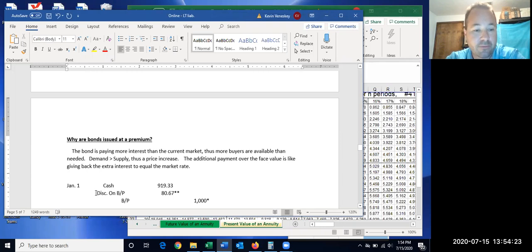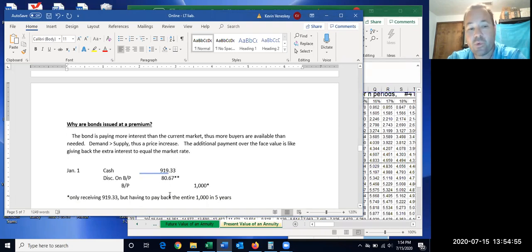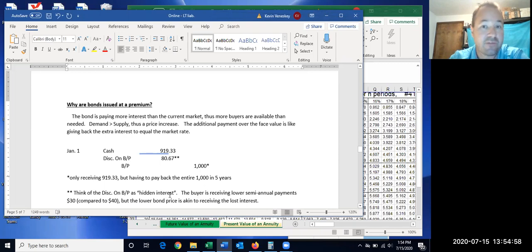Let's look at the journal entry here. Our cash, that's what I'm selling it for. Discount is the difference between what I sold it for and what its face value is. How much off did I give them? Again, think of this as hidden interest, because I'm going to pay them back the full 1,000, even though they only gave me $919. So they're going to get an extra bonus of 80 bucks. But instead of showing that bonus of 80 bucks all at once in 5 years, I'm going to divvy it out a little bit at a time so it doesn't hit my books real hard.